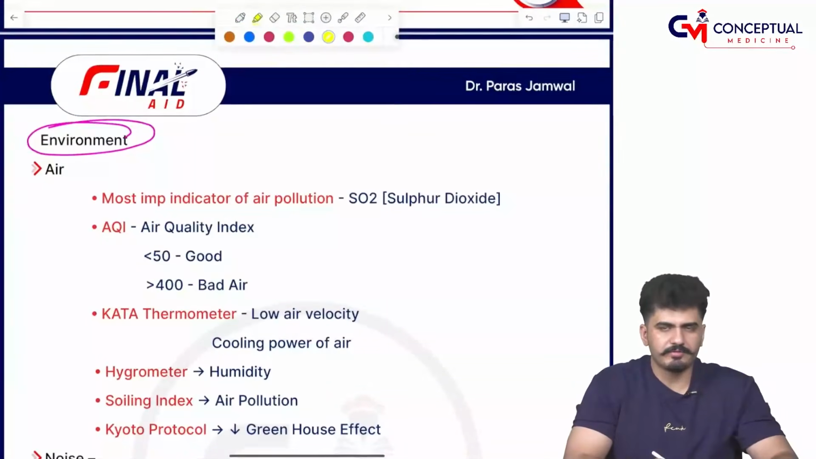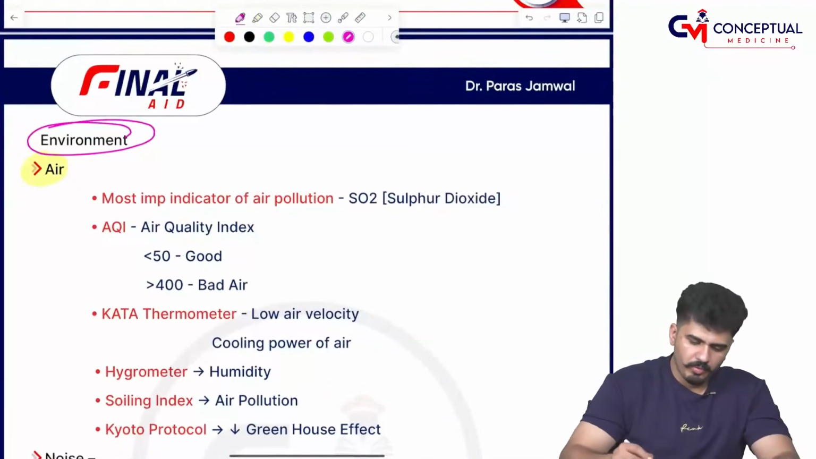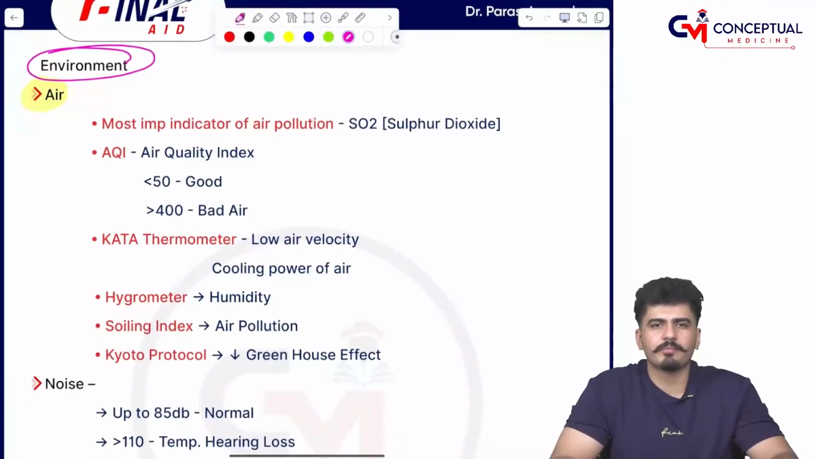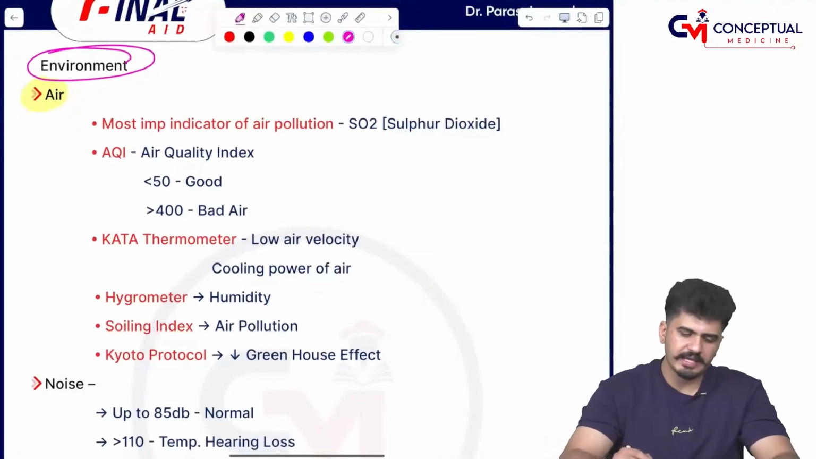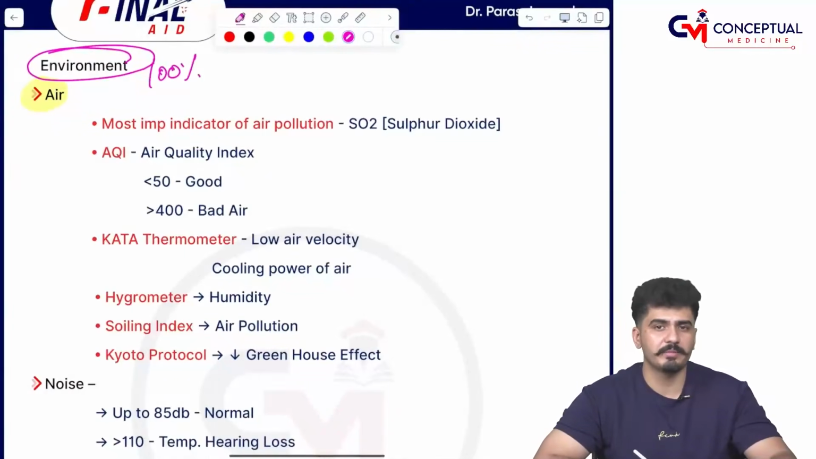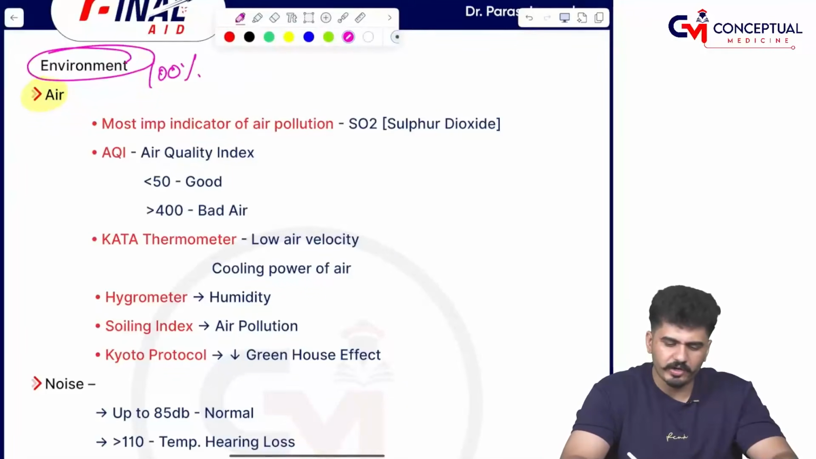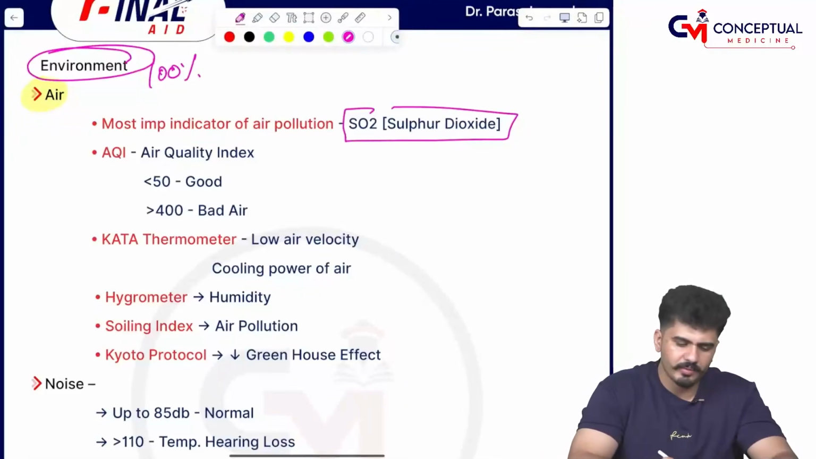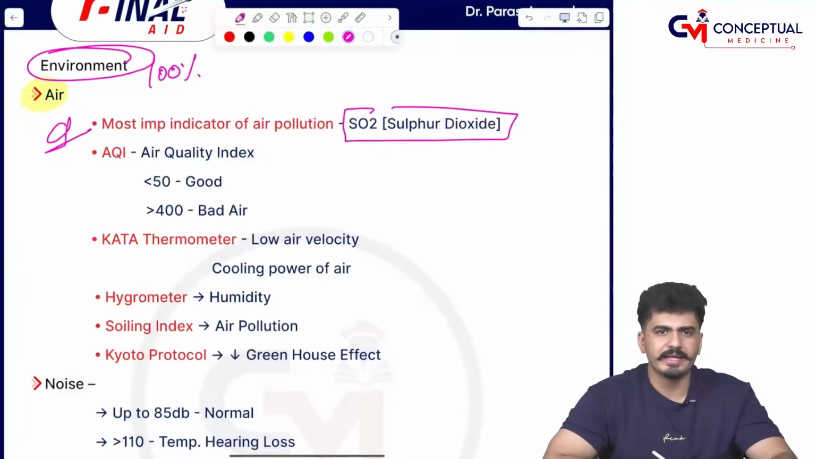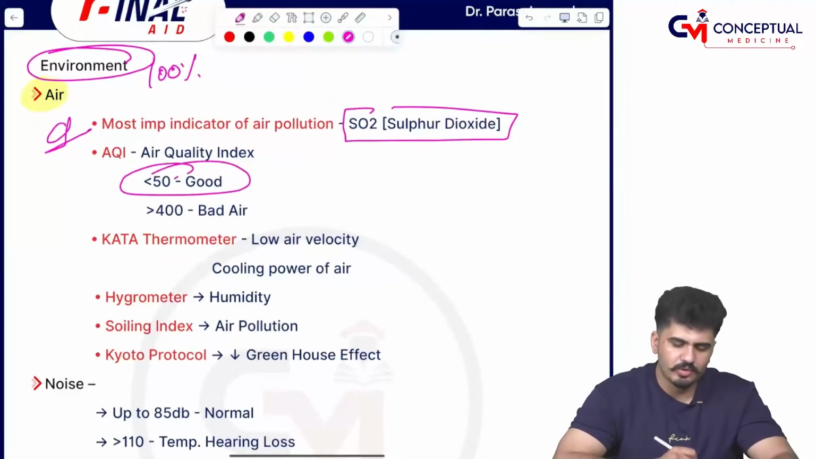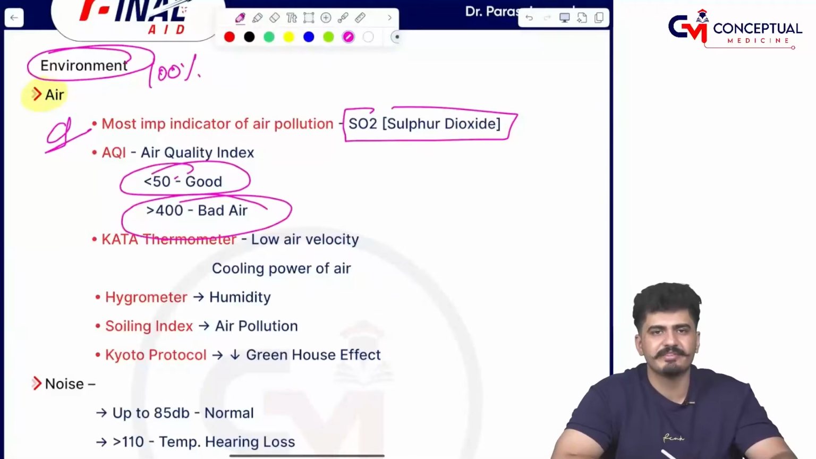Environment mein number 1 thing we have to talk about is the air. The most important indicator of air pollution is who? These days 100% exam question is going to come because air pollution is becoming the prominent topic these days. So my dear friends, most important indicator of air pollution is sulfur dioxide. Number 1 MCQ. Air quality index less than 50 is good and more than 400 is very bad.